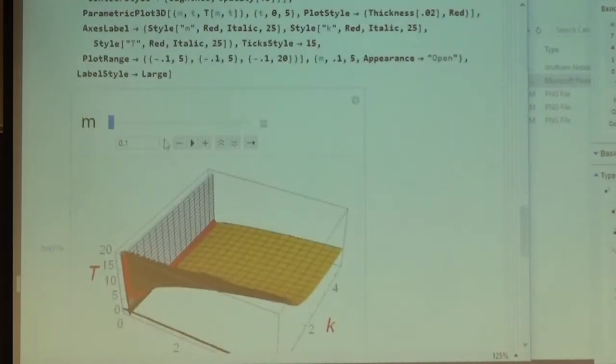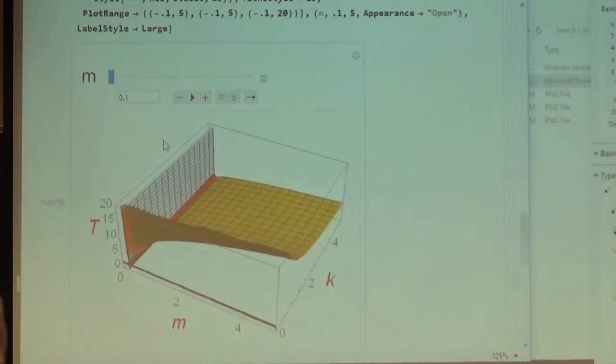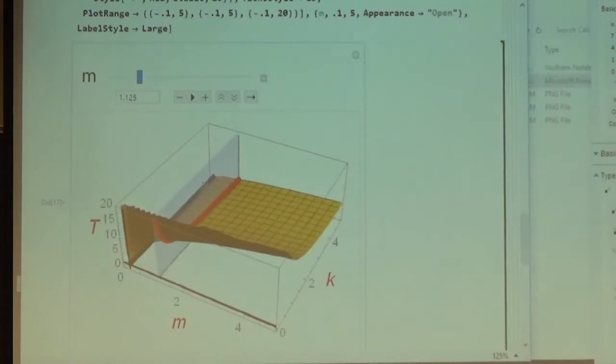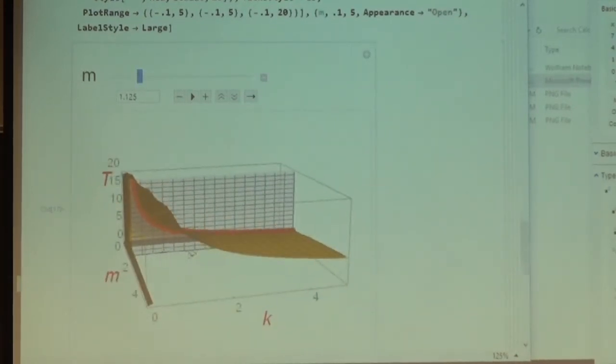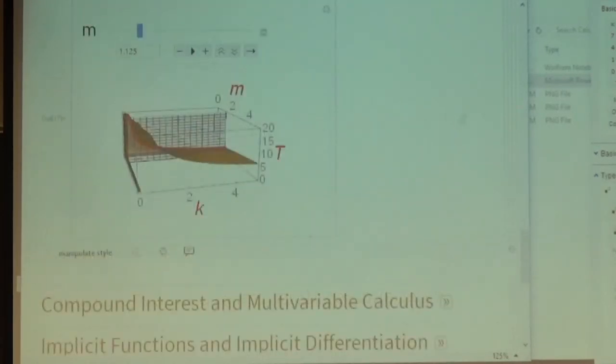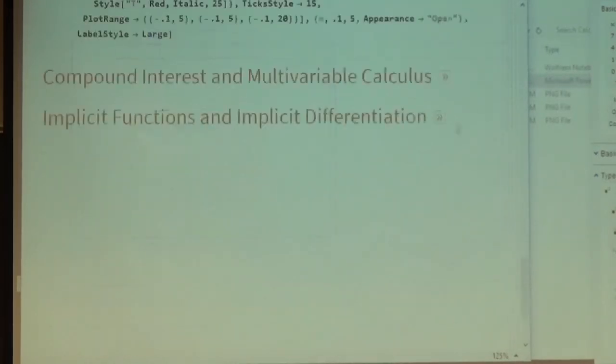And then I can do it in the other direction as well. I can slice it parallel to the k-axis, perpendicular to the m-axis, and let m increase. And look at how this graph changes as well. No matter what m is, it's always a decreasing graph. Okay? So a couple other ways to visualize that.